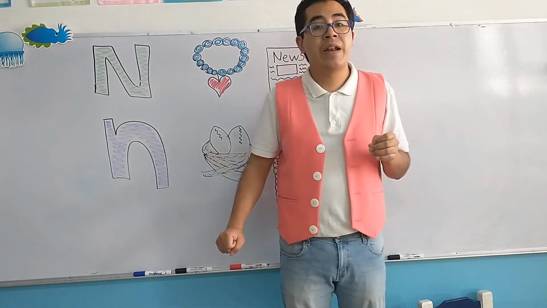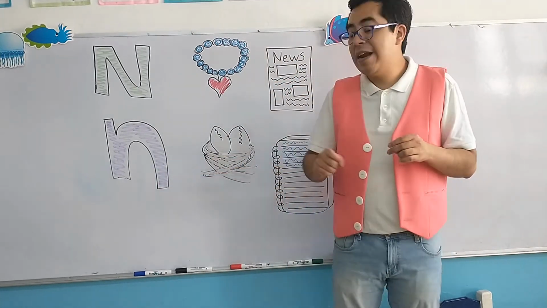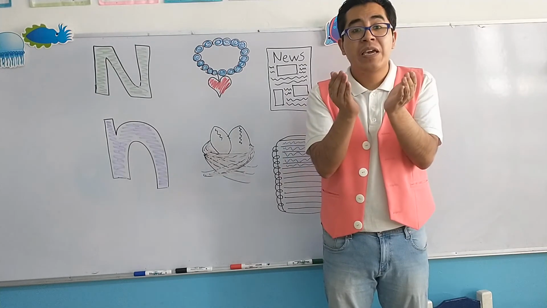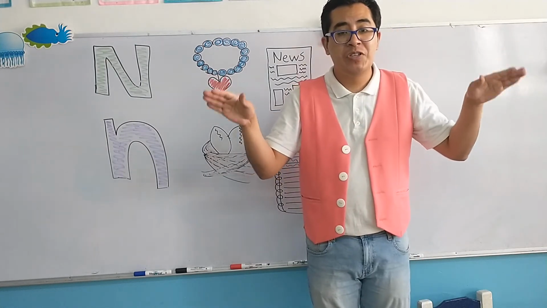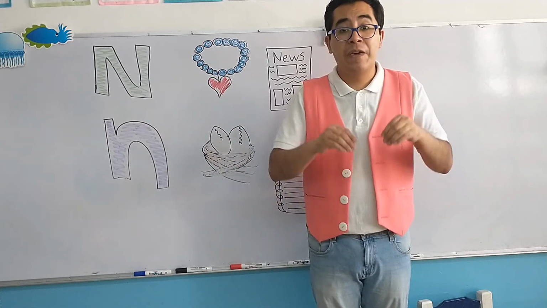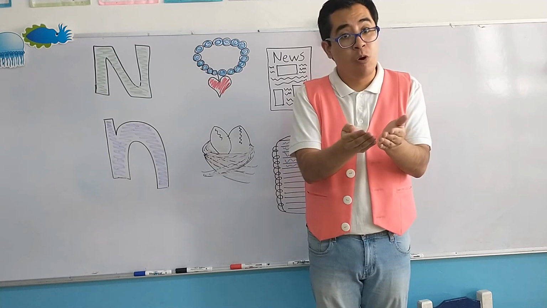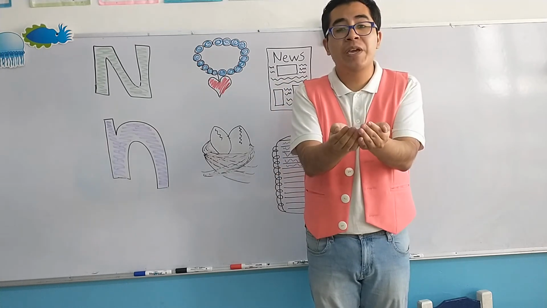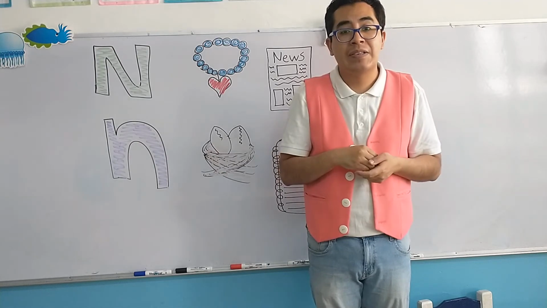For small n, we have the nest. Now the nest is an object in which all the birds lay down their eggs. Okay? Now the eggs must be warm. So in order to keep them warm, they have to be inside the nest.